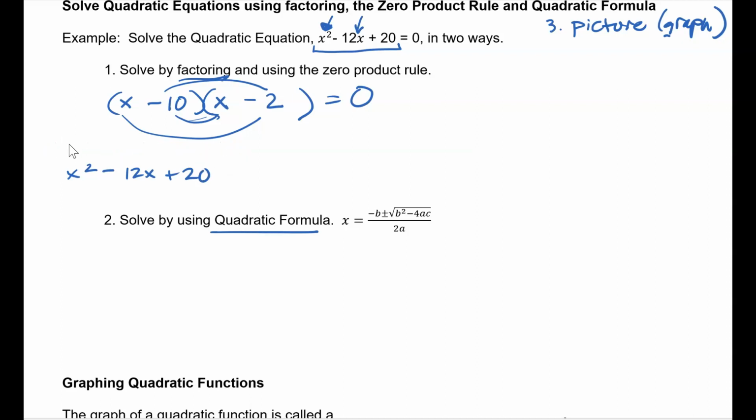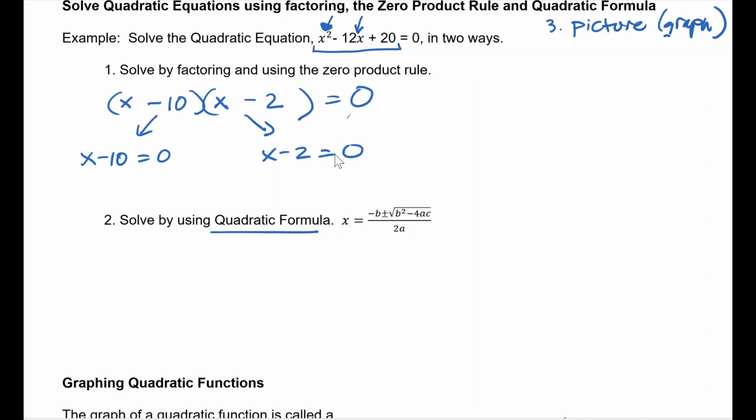Then what we do is we use the zero product rule, which basically says if you have two quantities that are being multiplied with each other and the answer is 0, you know that if either of these are 0, it's going to make this true. So what you can do is set both of these equal to 0. So x minus 10 equals 0 and x minus 2 equals 0, and then solve. And if you solve these, you get x is 10 and x is 2. If you plugged either one of those in for x, you would end up getting 0, so it would make this equation true. So those are the solutions: x equals 10 and x equals 2.